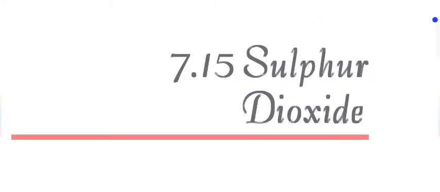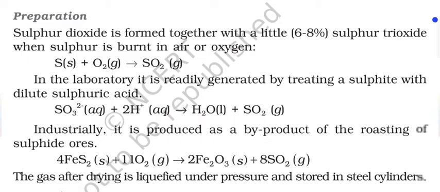Next we will discuss the compounds of sulfur. First is sulfur dioxide. Preparation: sulfur dioxide is formed together with a little sulfur trioxide when sulfur is burnt in air or oxygen. So with O2 it simply produces SO2. It is one type of pollutant in our regular life. Whenever we use vehicles, sometimes or every time, it produces these types of gases. So it is also a pollutant.